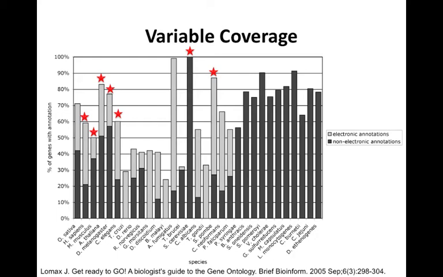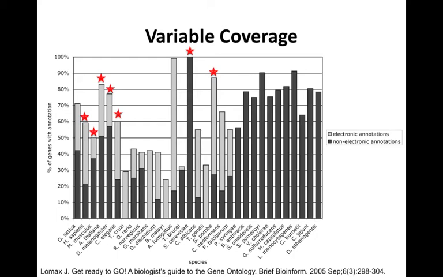But you can see that there's actually... So the light gray is electronic annotations, and the dark gray is non-electronic annotations. So yeast is 100% covered by non-electronic annotations. Those are the human-reviewed ones. And there are a number of model organisms starred here with a red star, so you can see the difference. Some of them, in 2005, like mouse, only had 50% coverage. It's much higher now. Some of them have 100% coverage.